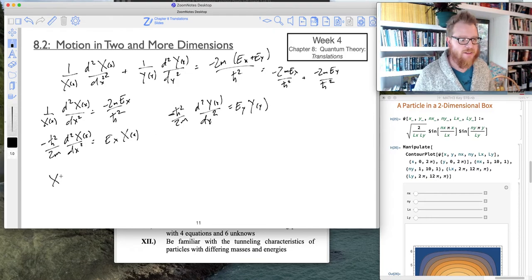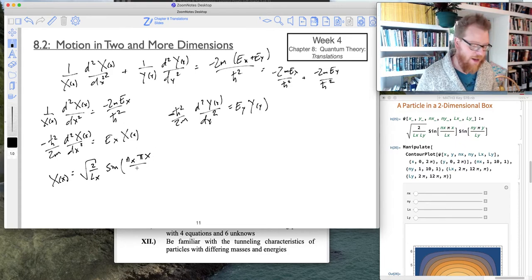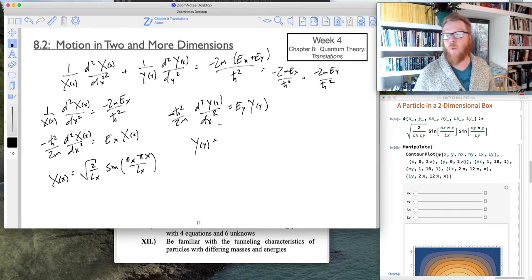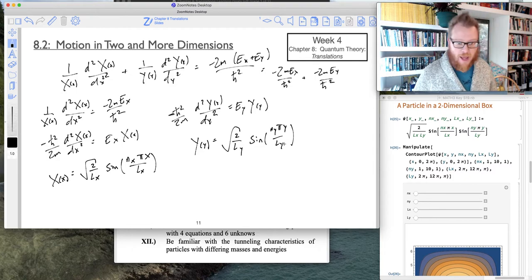So in other words, X of x is root 2 over, and I'll say Lx, because that's my dimension in x. And that's going to be sine of quantum number n sub x pi x divided by Lx, okay? Our solution for the y component will be the same, except it'll be root 2 over Ly times sine of n sub y pi y over Ly, okay?